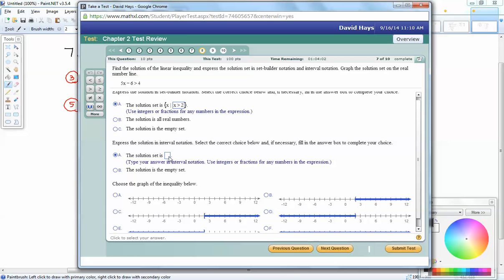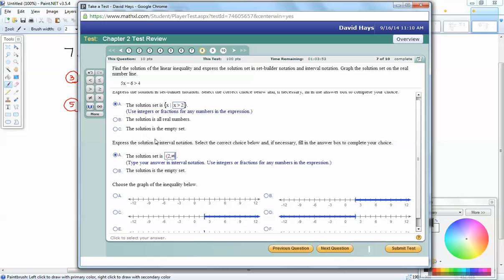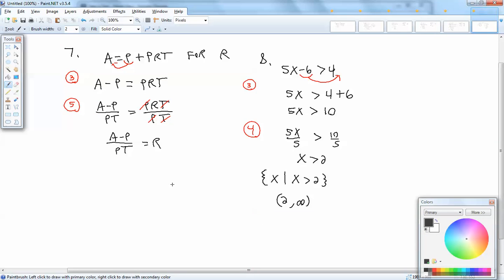So I'll put, how do I do the parentheses? I guess just put them. 2 comma infinity. Well, here's an infinity symbol. That makes it easy. And then a closing parentheses. Now the graph. Graph is very straightforward. If you have interval notation, parentheses on 2, parentheses on 2. And you shade whichever way it's opening. It's shading to the right, so I shade to the right.